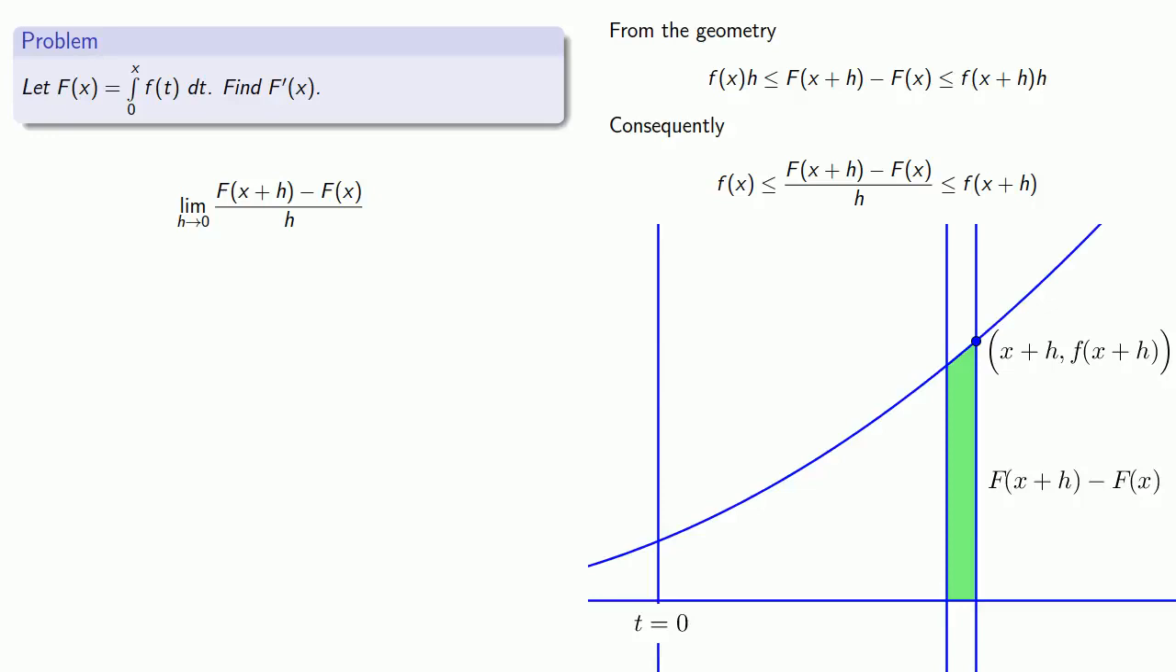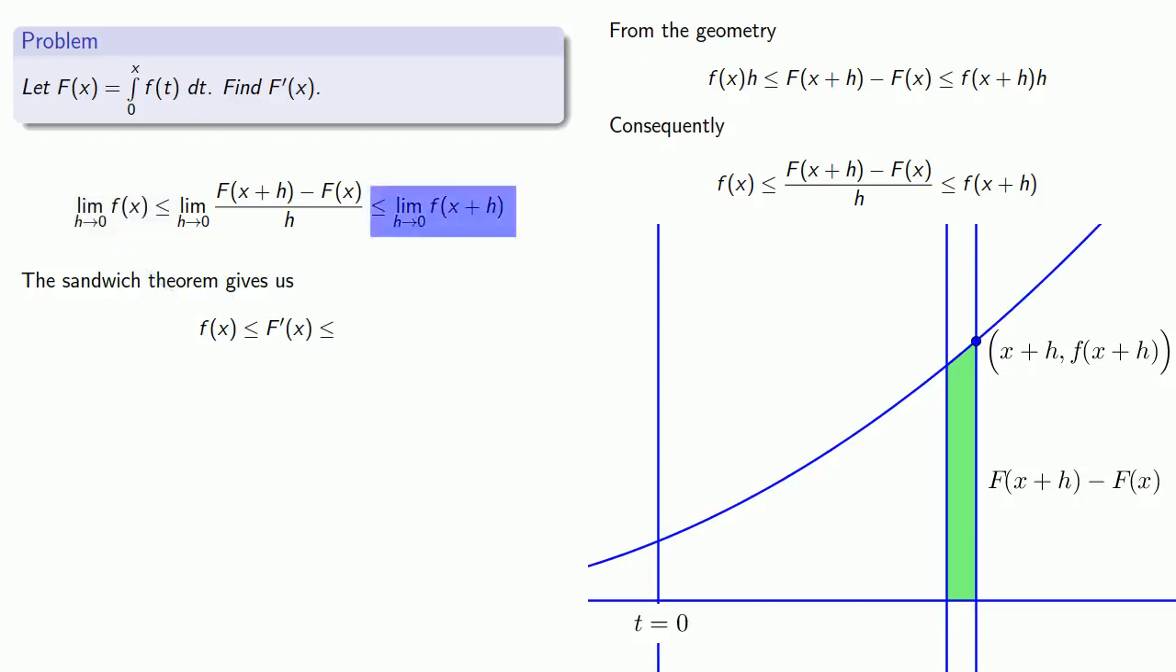Well, since we want to take the limit as h goes to 0 and we have trapped our difference quotient in between two functions, we can apply the sandwich theorem. So as h goes to 0, the limit as h goes to 0 of f of x is going to be f of x. And as h goes to 0, the limit as h goes to 0 of f of x plus h is going to be f of x. And so this difference quotient also goes to f of x.